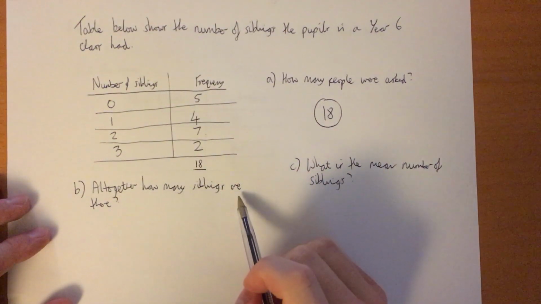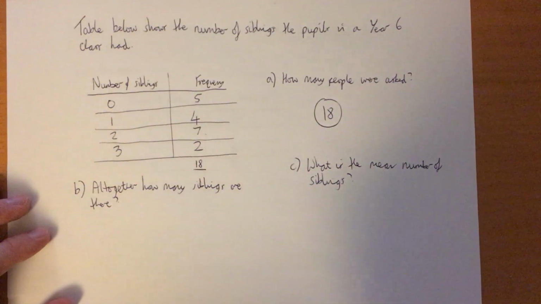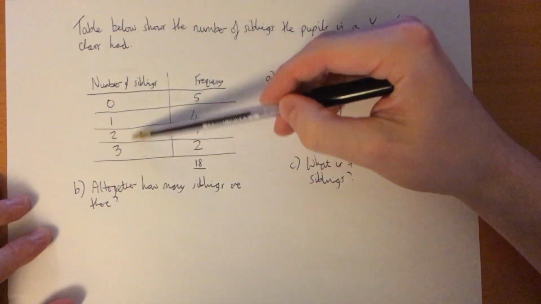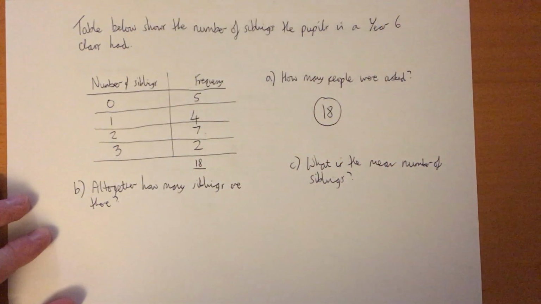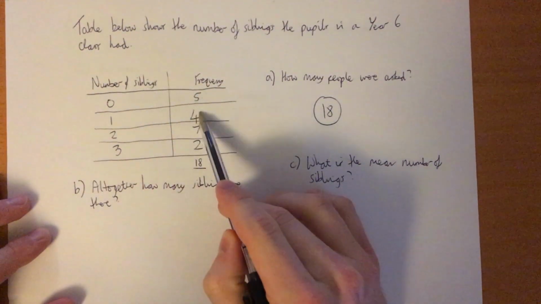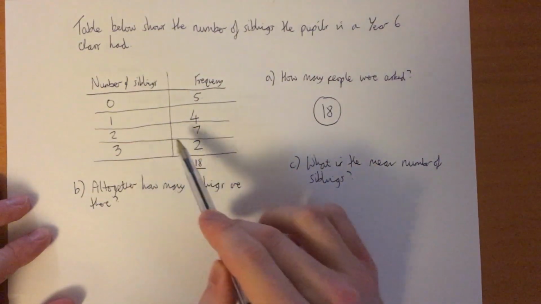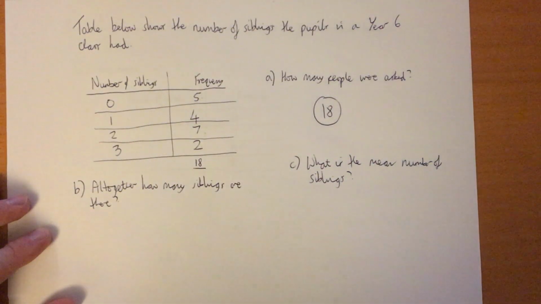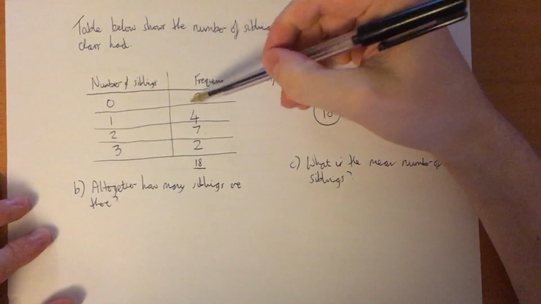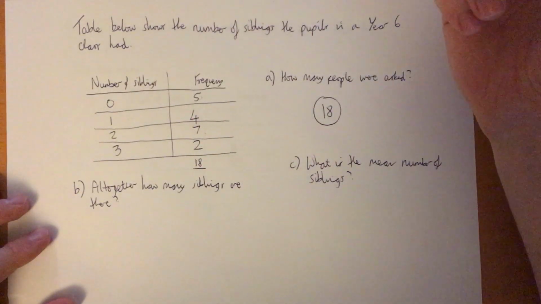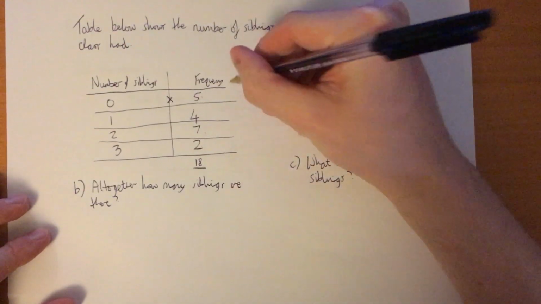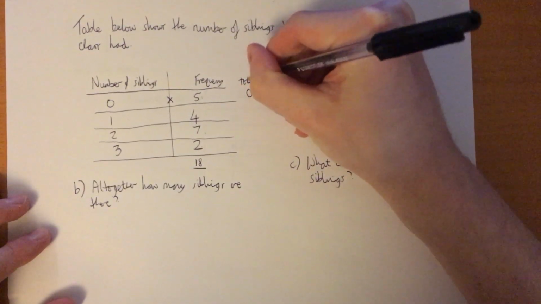Altogether, how many siblings are there? Right, at this point here, don't just add up this, because that doesn't tell us how many siblings there are in the whole class. Because 5 people had 0 siblings, and 4 people had 1, and 7 had 2 siblings, and 2 had 3, we have to work out how many siblings there were in total. Now to do that, we do this. Well, if 5 people had 0 siblings, then I'll do 0 times 5, which is 0. So far, I'm on 0 siblings.